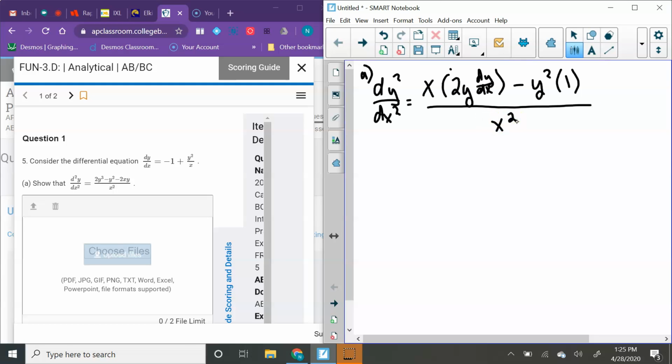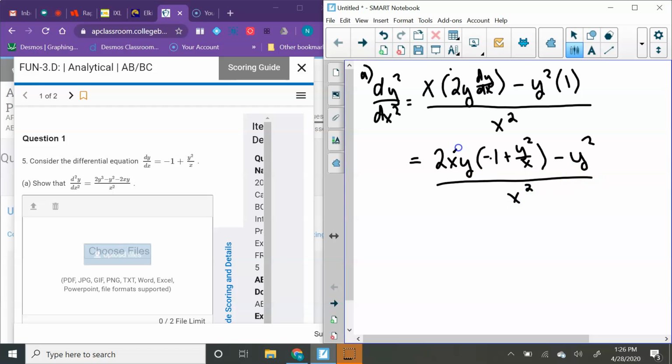Okay, you can see that that does not look like the answer that they're telling you that you need to get, and that's because you need to plug -1 plus y squared over x in for dy/dx. So when you do that, you'll have 2xy times (-1 plus y squared over x) minus y squared all over x squared. And your best bet here is to distribute.